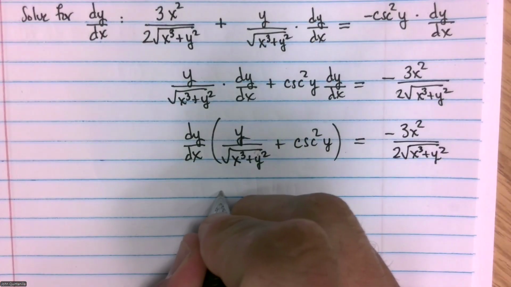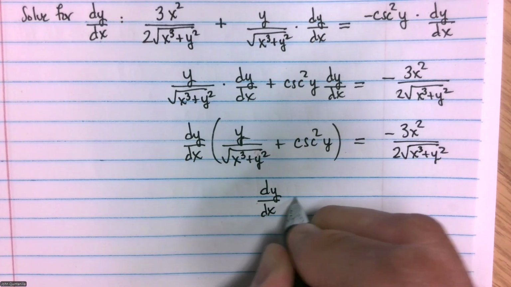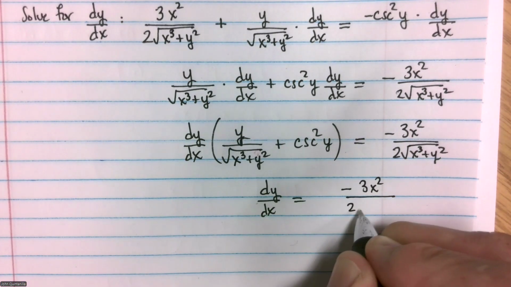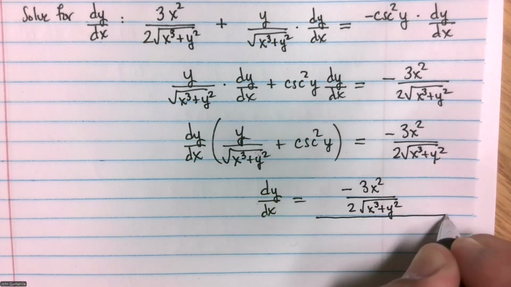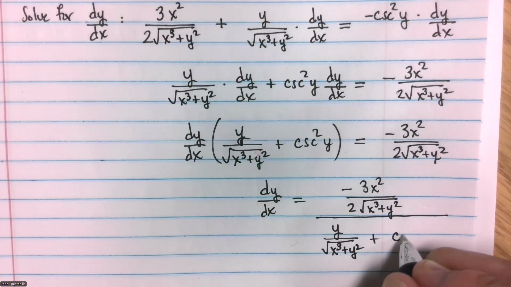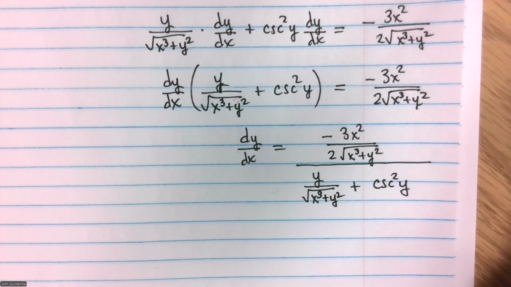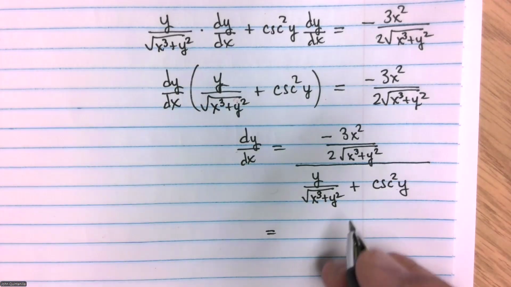And so I can just simply divide now, and I get that dy/dx is equal to negative 3x squared over 2 times the square root of x cubed plus y squared, divided by y over the square root of x cubed plus y squared plus cosecant squared of y. Okay, now that is a huge, huge mess. To simplify this mess, let me get a common denominator on the denominator.